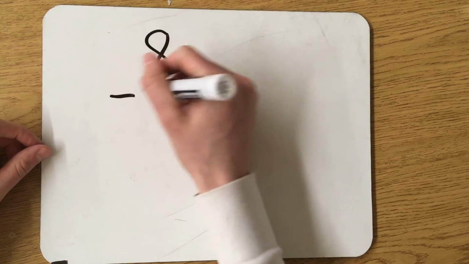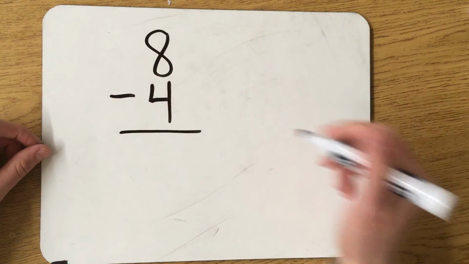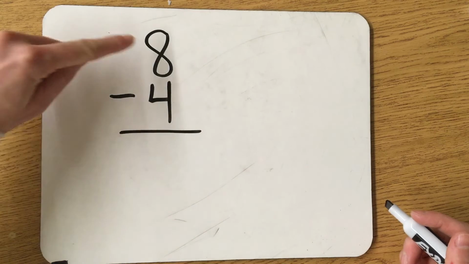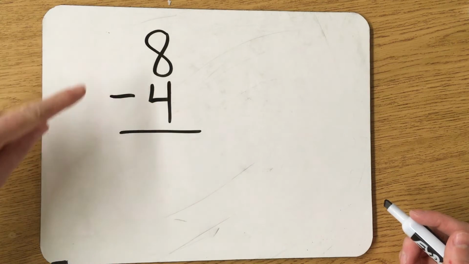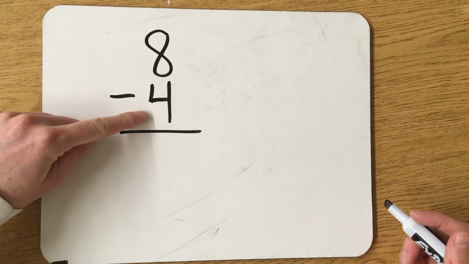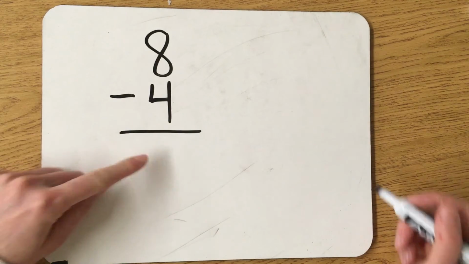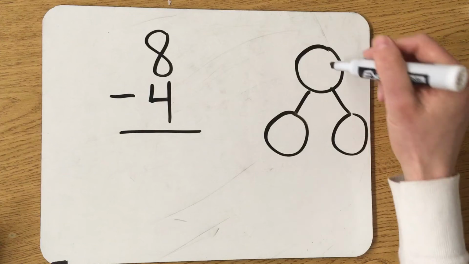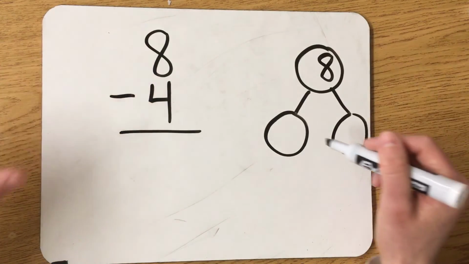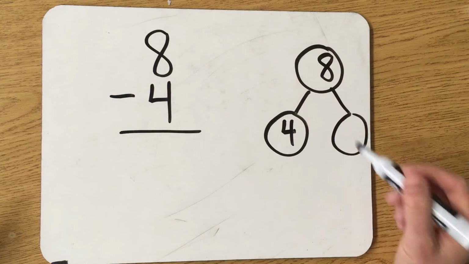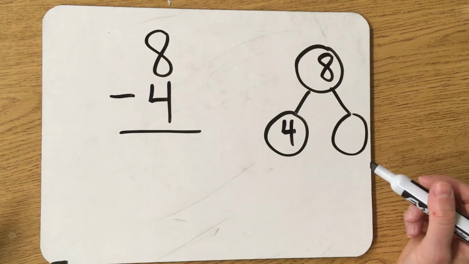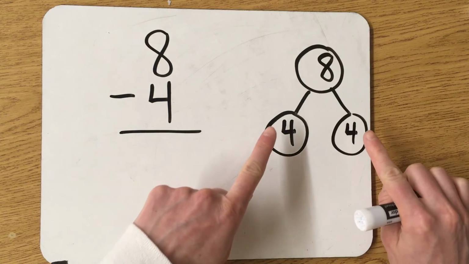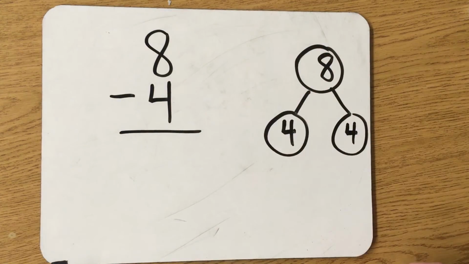8 take away 4. This is a subtraction question. We start with the whole group, we take away one of the parts, and the answer will be the other part. You could draw a number bond. We have the whole group, and we're taking away one of the parts. When you see it shown in this way, you might quickly be able to figure out the missing part, because you know doubles, 4 and 4, go together to make 8.